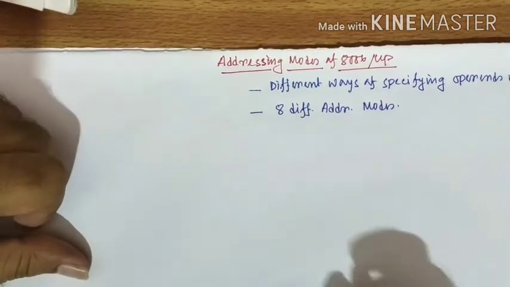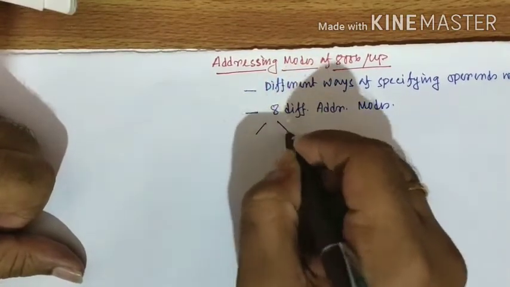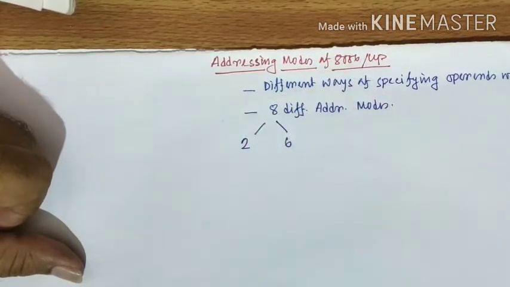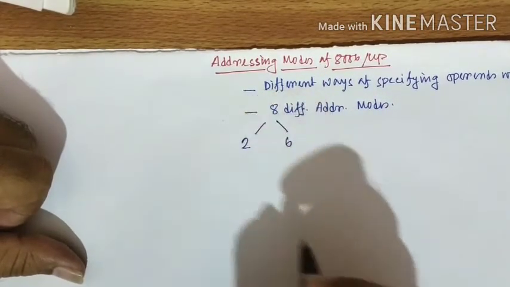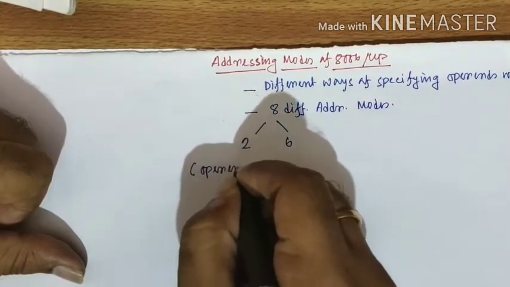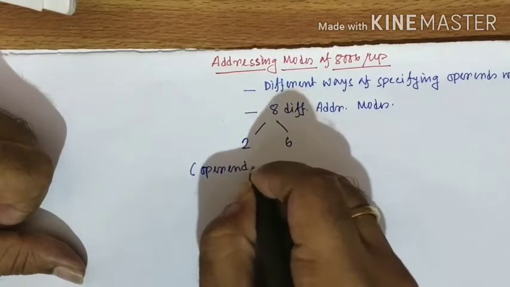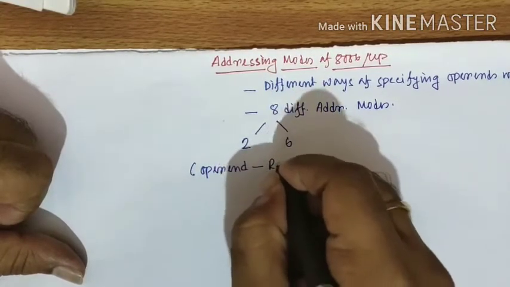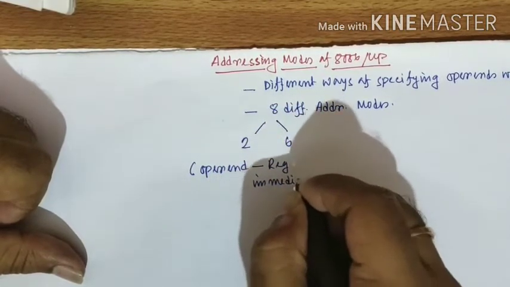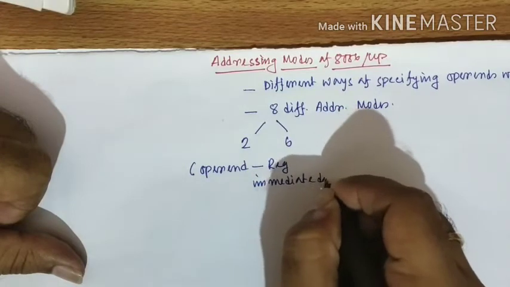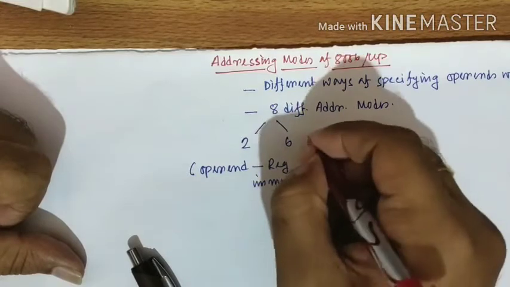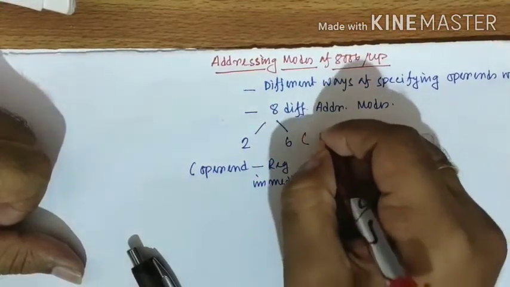Now these 8 different addressing modes can be categorized into 2 parts. One part contains 2 different addressing modes and another part contains 6 different addressing modes. Here in these 2, the operand is basically a register or immediate data. And these 6 are used to specify offset.